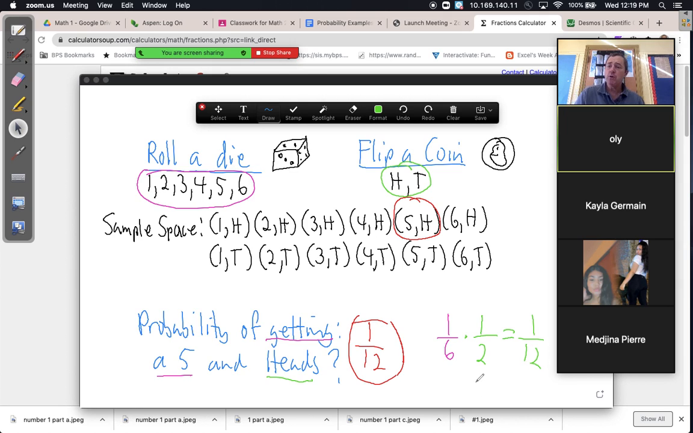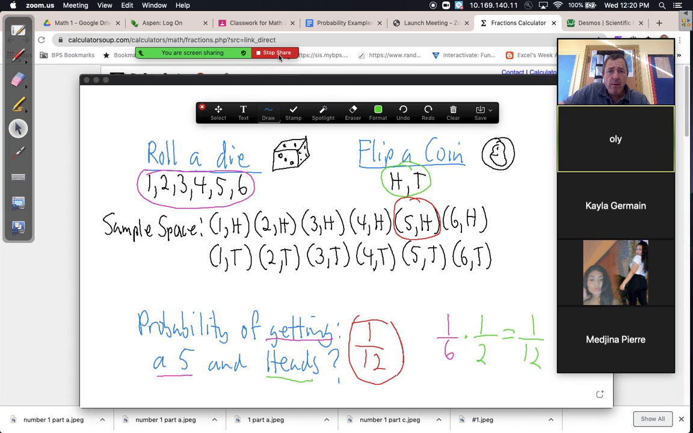All right? So there's a formula which we just really applied here. If you want to know the probability of 2 things happening, as long as those 2 things are independent of each other, as long as one can't affect the other, the probability of getting a 5 and a heads is just the probability of getting a 5 times the probability of getting a heads. Is that a little bit better, Olivier? Yeah, thank you. Okay, sure.